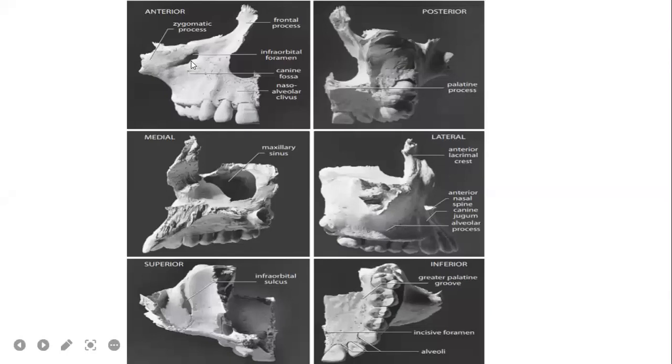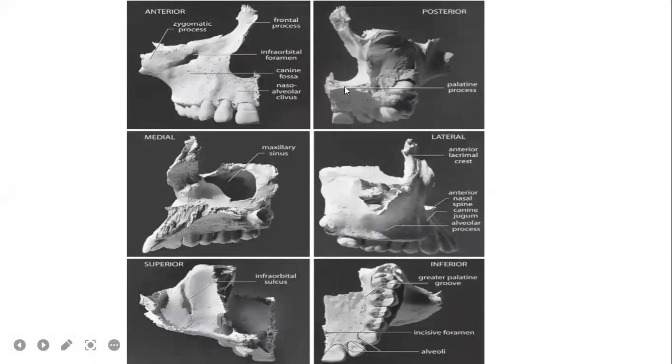We have the frontal and zygomatic processes. Remember, this is the same image as the one we identified on the previous page. So just to review those parts, we have the zygomatic process, frontal process, infraorbital foramen, canine fossa, nasoalveolar clivus, and the maxillary sinus, which we've described above. The infraorbital sulcus is just here.